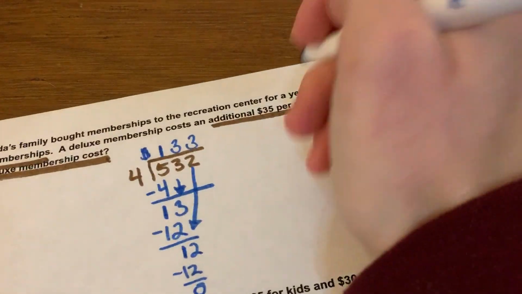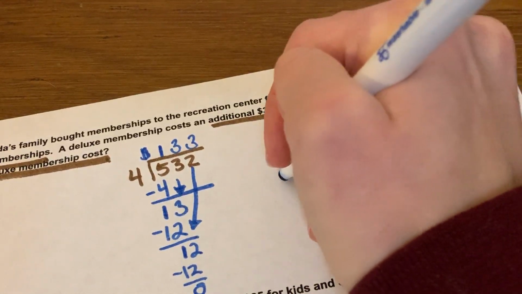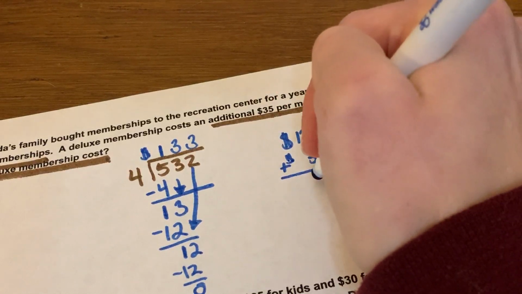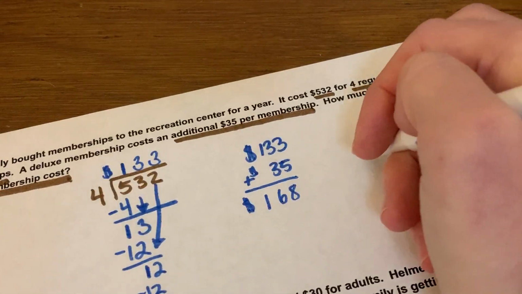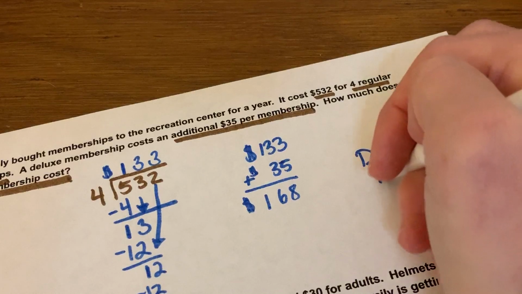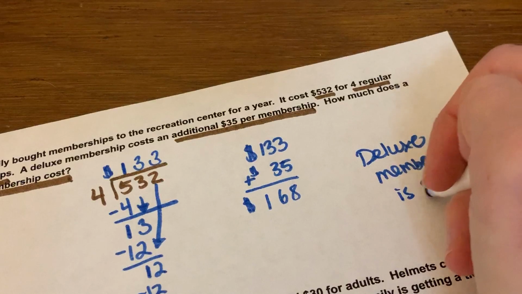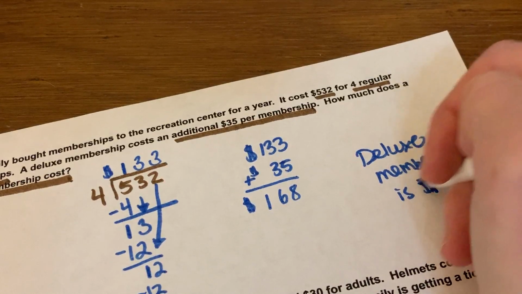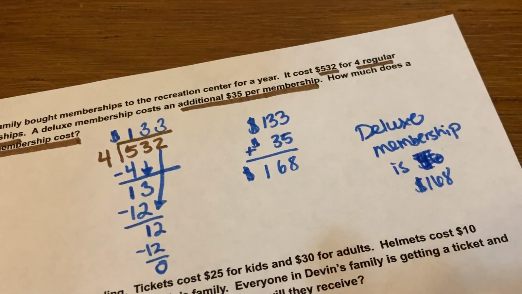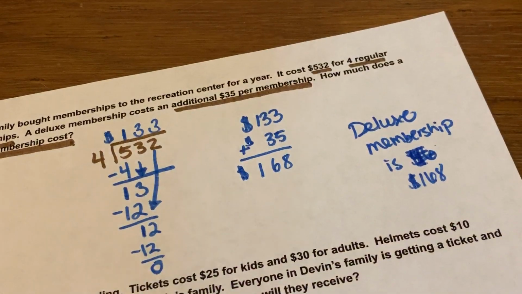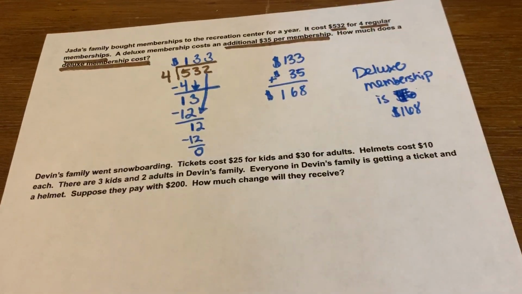So I want to know how much the deluxe is, so I'm going to do $133 plus $35, and I get $168 for a deluxe membership. So what I did there was I took the total cost for 4 regular memberships and I divided it so that I could figure out how much one regular membership was, and then I added the additional $35 to one membership so that I could figure out how much a deluxe membership costs. Okay? So let's go ahead and look at the next problem.